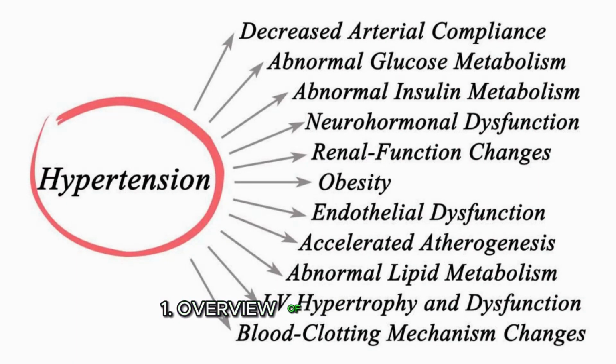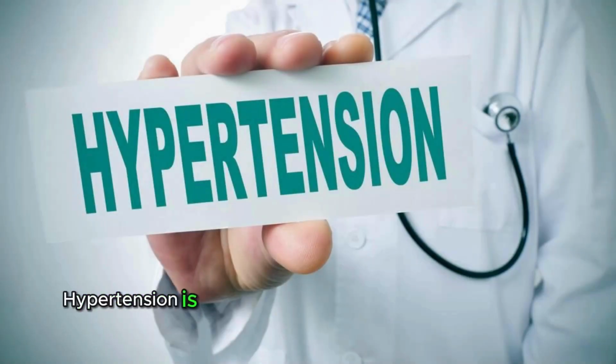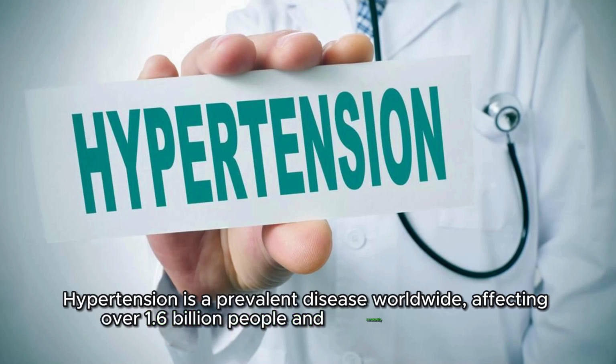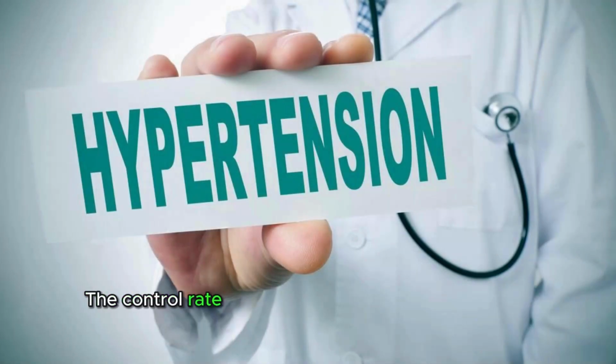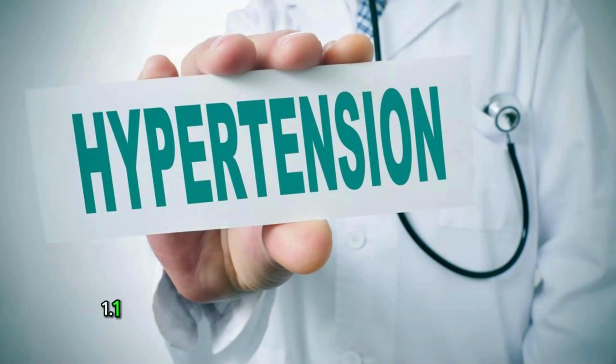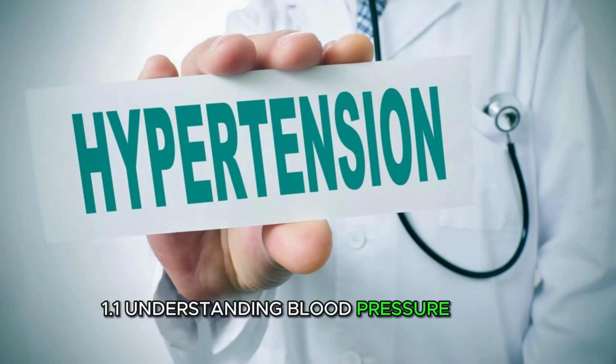1. Overview of hypertension. Hypertension is a prevalent disease worldwide, affecting over 1.6 billion people and constantly increasing. The control rate of the disease remains low, leaving severe consequences on patients' lives. 1.1 Understanding blood pressure index.